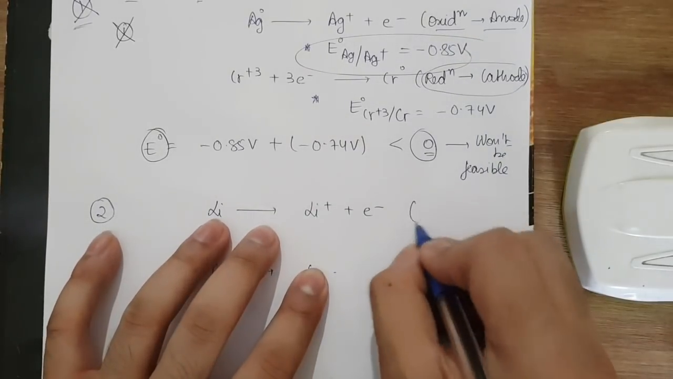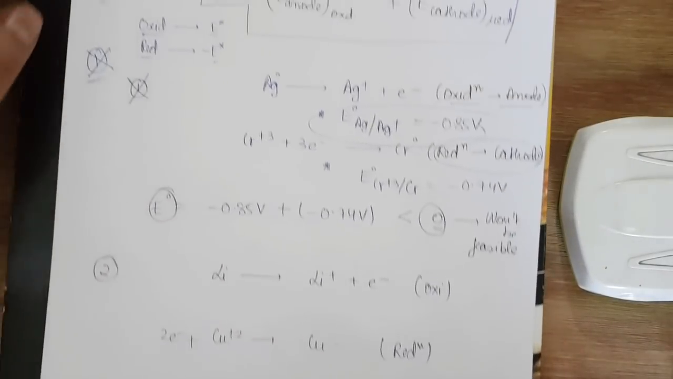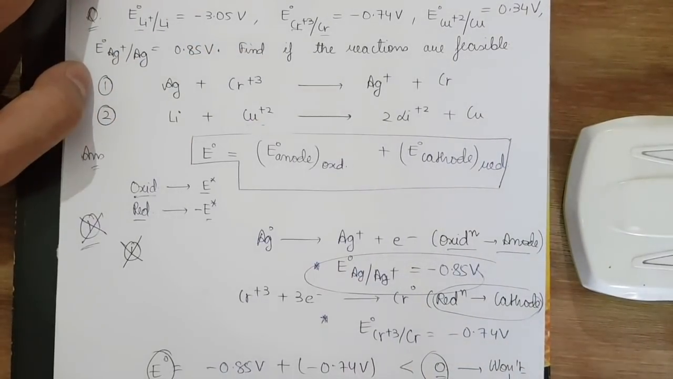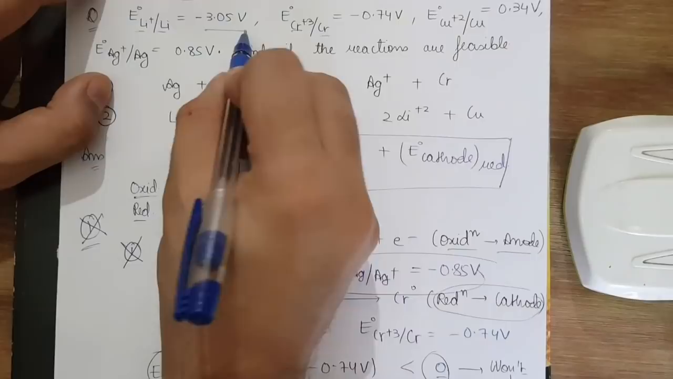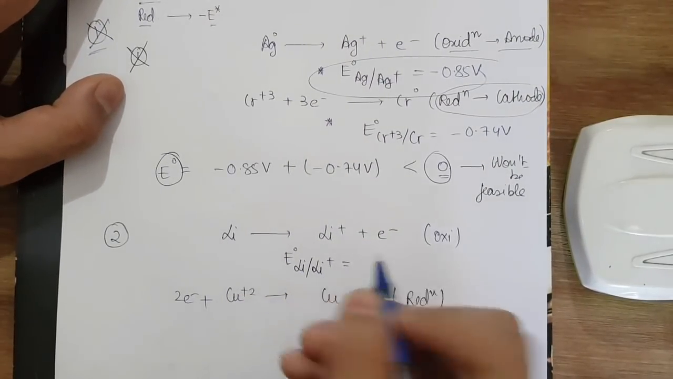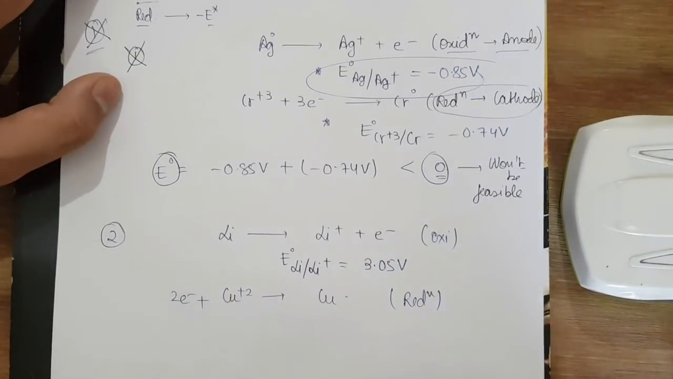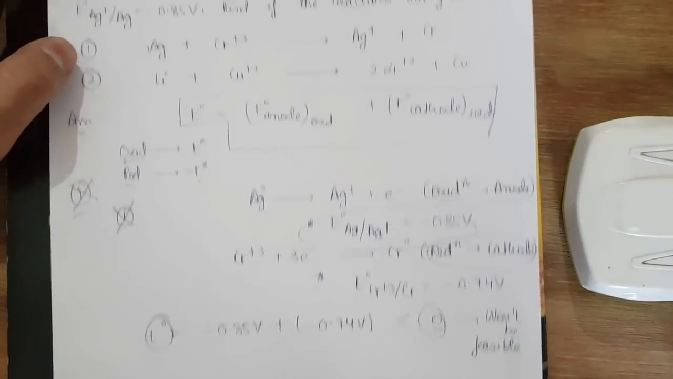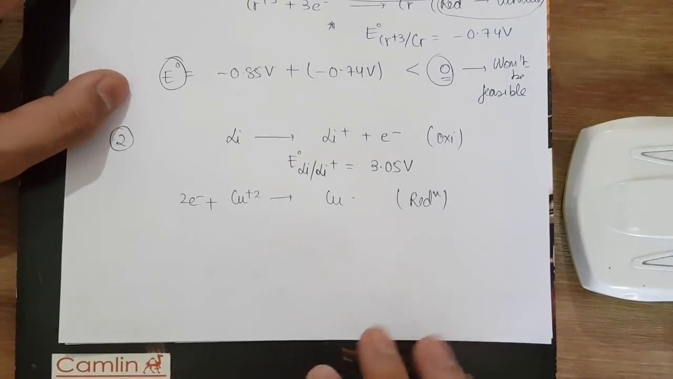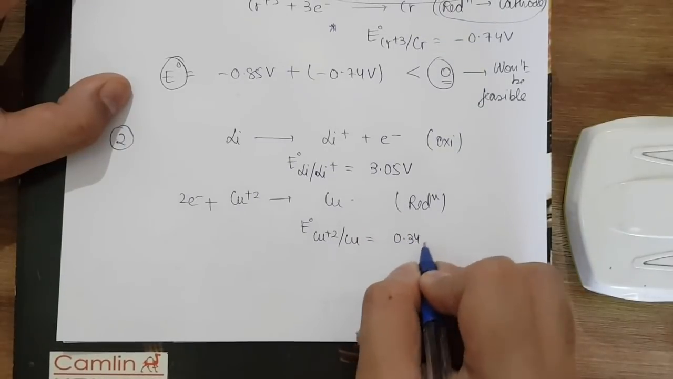So here what is happening? Here oxidation is happening, and here you can see clearly reduction is happening. So what is the E oxidation for lithium? We have been given the reduction potential of lithium to be equal to minus 3.05 volts. So E naught of Li to Li+ would be the opposite of that, that is 3.05 volts. Now what is the reduction potential given for Cu2+ to Cu? It is 0.34, clearly mentioned as the reduction potential. So E naught of Cu2+ to Cu is 0.34 volts.